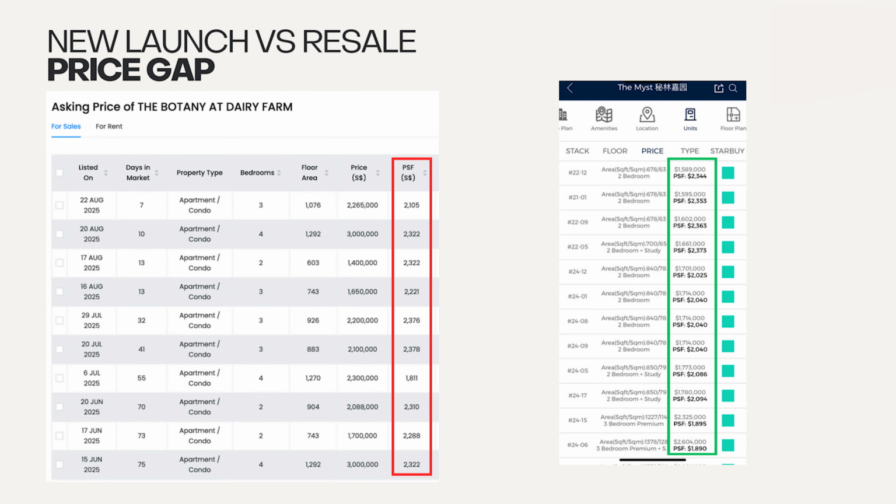But this is just one of the examples that I can give, but there are cases where resale are much more attractive. Okay?